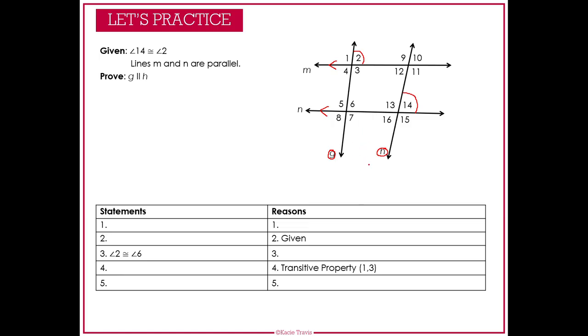So we're going to have to prove a couple of things. If these two lines are parallel, we either need a pair of angles that add up to 180 or a pair of angles that should be congruent being congruent. So let's figure this out. First thing we got is that 14 and 2 are congruent. That's given to you. They also tell you lines M and N are parallel.